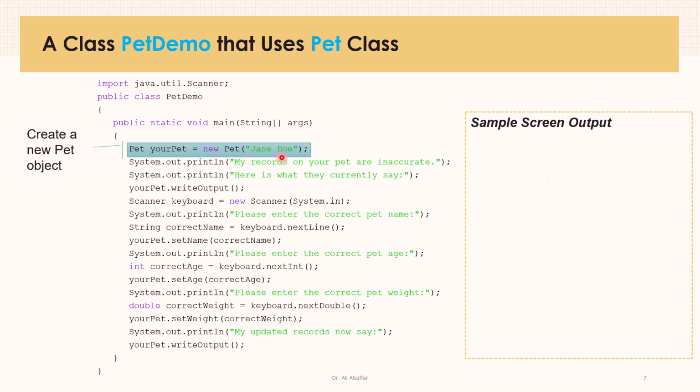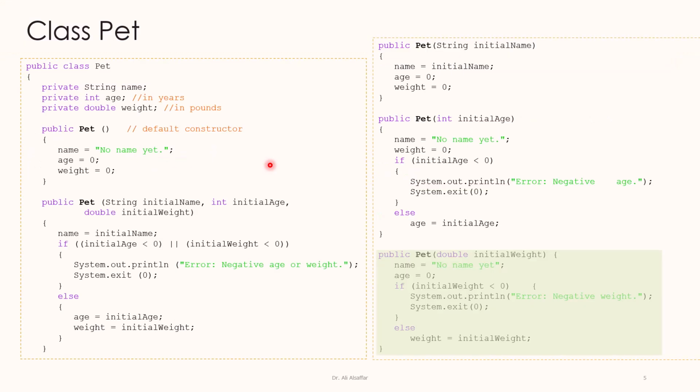Now, the first step we have here is writing Pet yourPet equals new Pet, which is the constructor. You know that the Pet class has more than one definition for a constructor. So which constructor will it use? It will use the right constructor that has a single parameter with a string as input. Let us see from the class definition where this constructor is.